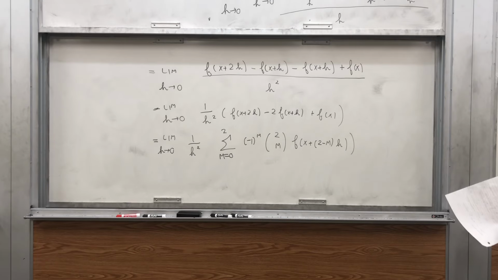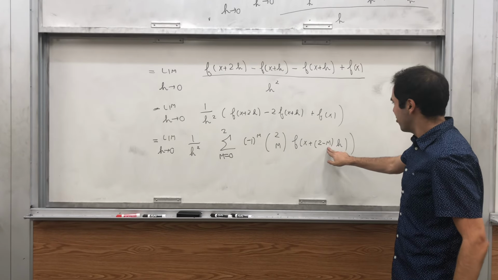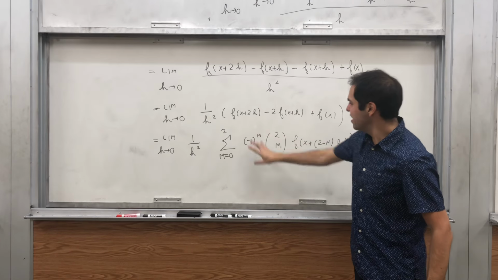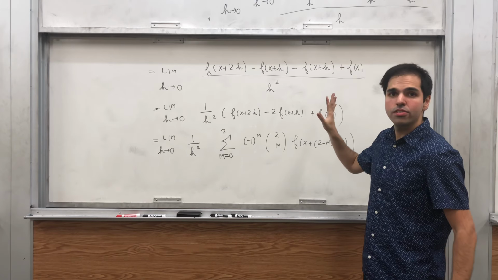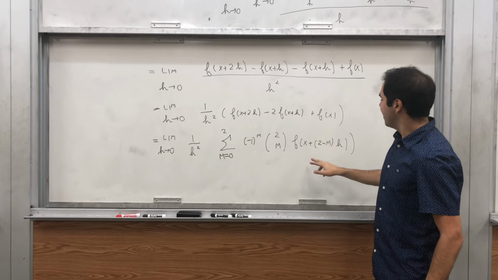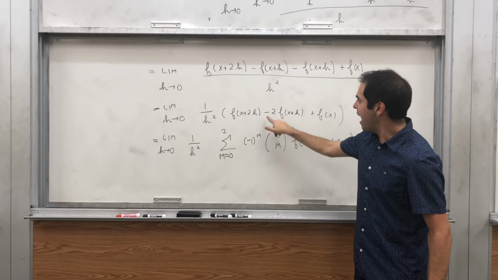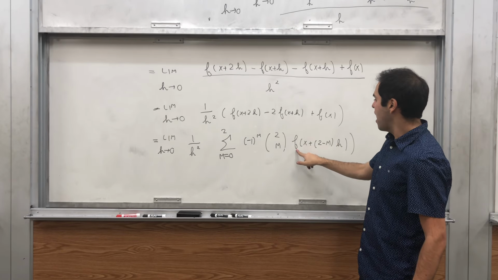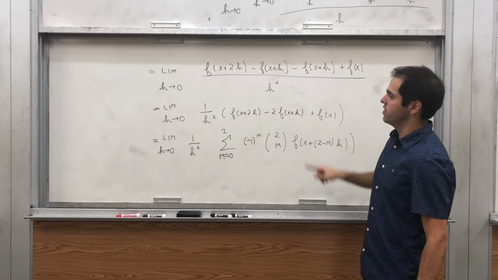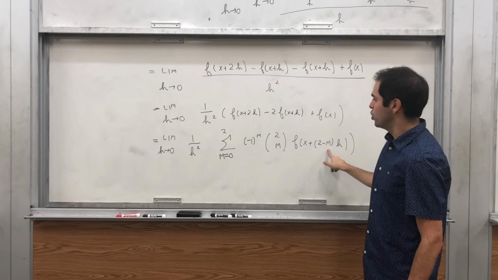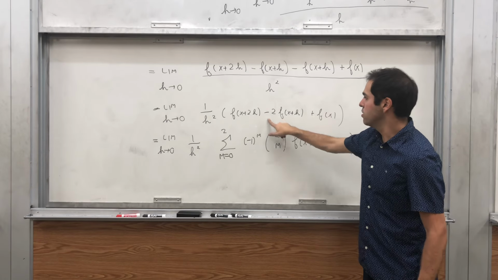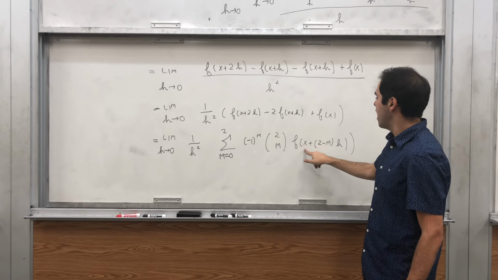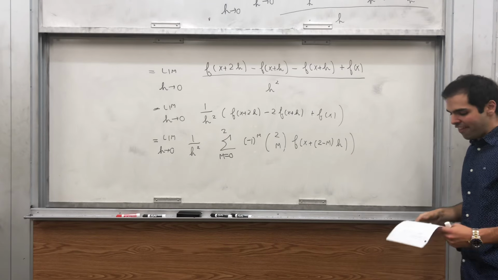Why does that make sense? Because if m is 0, we get f of x plus 2h. This becomes plus, and 2 choose 0 is 1. And if m is 1, we get a minus, which we have here. 2 choose 1 is 2, and then f of x plus 1h, which is here. And lastly, if m is 2, we get a plus. So what this says is just alternate sign. 2 choose 2 is 1, and then we get f of x plus 0, which is f of x.